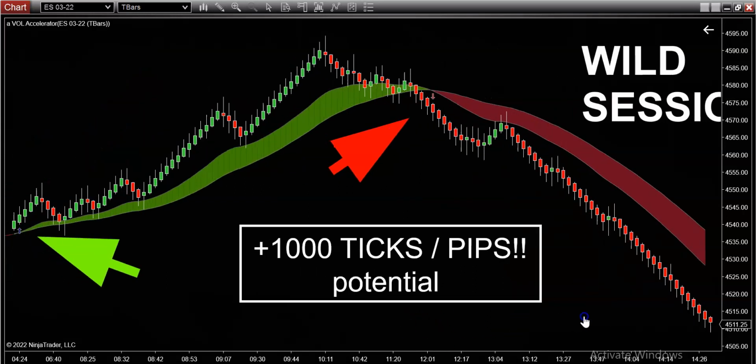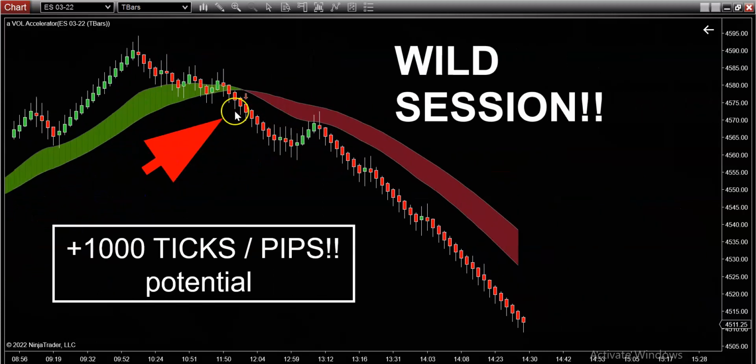There were so many people trying to short it on the way up when it was so clearly and obviously green, and there were so many idiots and numbskulls out there that were trying to buy this market when it was so obviously indicating a sell setup, right?